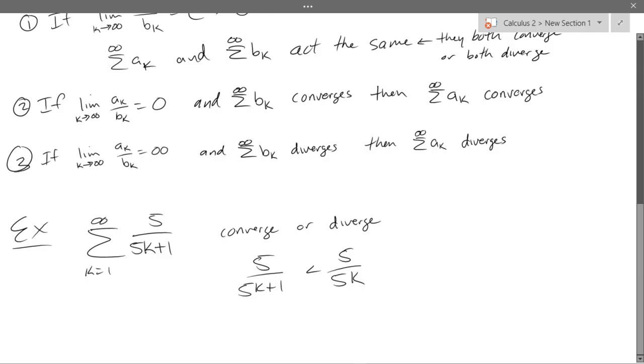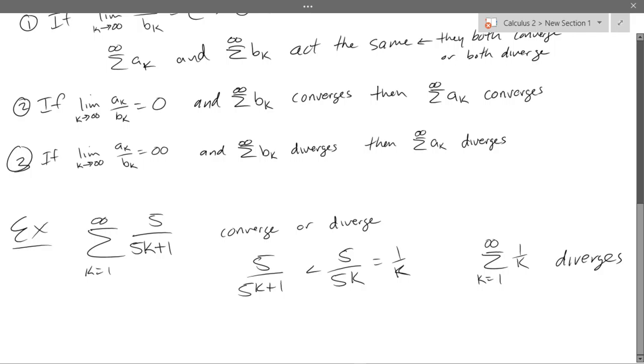Negative numbers, everything kind of goes backwards. But k is positive. However, does this 5 over 5k converge or diverge? So we just looked at this yesterday, integral test. Diverges. It's a natural log, goes to infinity. So we know a whole lot.